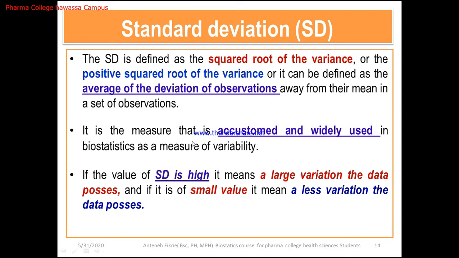If the value of the standard deviation is very high, it means there is large variation in the data, and if it is small, there is less variation. Based on the standard deviation, one can predict how the data has been distributed. Is it normally distributed or not? So it is very important.